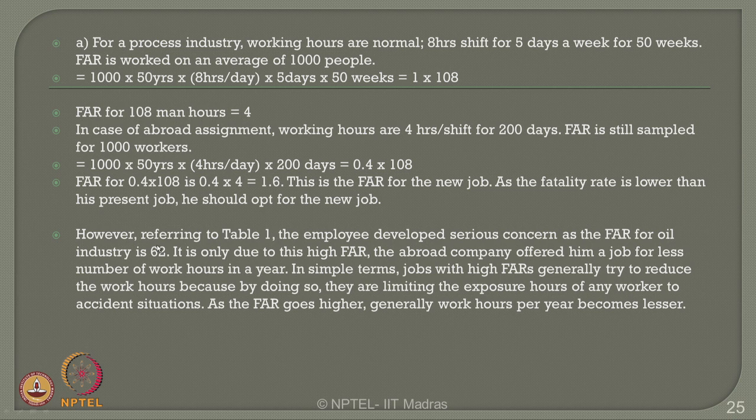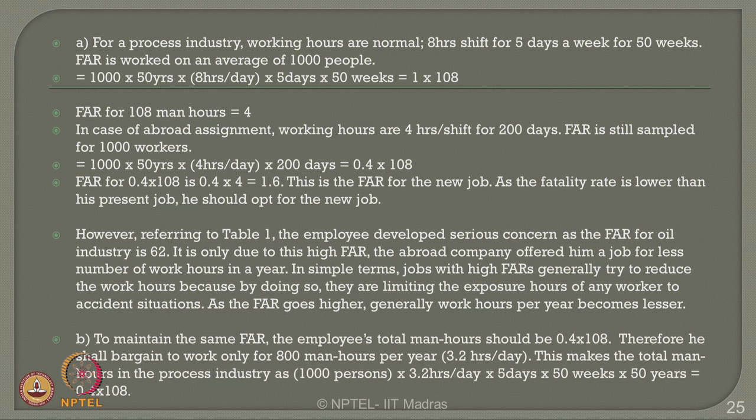However, referring to table 1, the employer developed a serious concern as the FAR for the oil and gas industry is 62. It is essentially due to this FAR that the abroad company offered him a job for fewer working hours in a year. In simple terms, jobs with higher FARs generally should reduce the working hours, because by doing so they are limiting the exposure hours of any worker to accident situations. As the FARs go higher and higher, generally working hours per year become lower and lower.